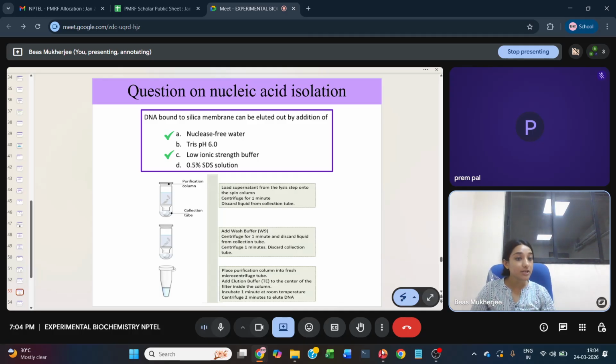And it can be eluted using nuclease-free water. You can either use water or you can also use EDTA containing buffer, okay, which is the elution buffer. So elution buffer has Tris and EDTA. Tris pH is 8. Okay.